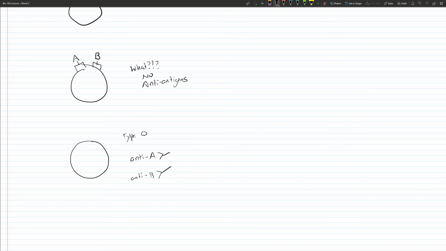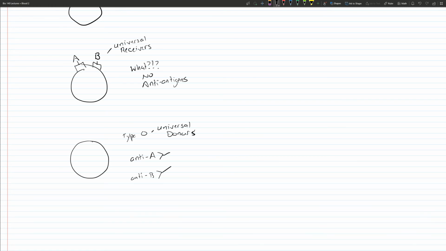Okay, now type O bloods, when you clean it, got no surface antigens. They can give their blood to anybody. Type O's are universal donors. Okay, universal donors. Perfect. Absolutely perfect. Okay, ABs, universal receivers. I before E. Okay, receivers. Okay. So that's what we got.